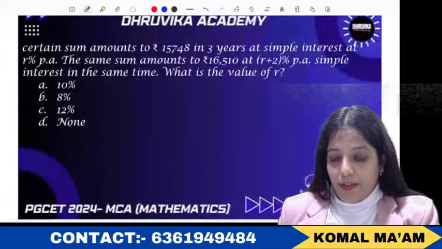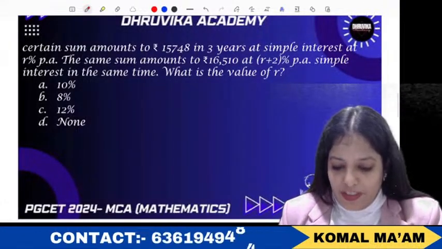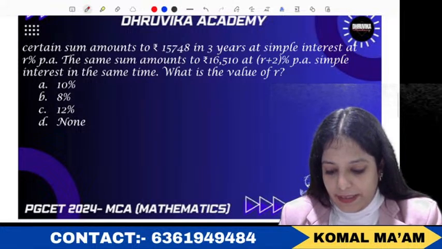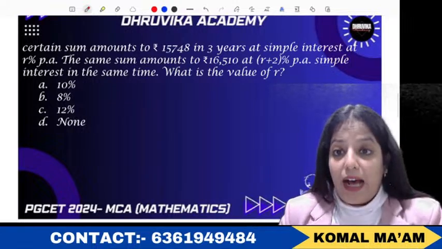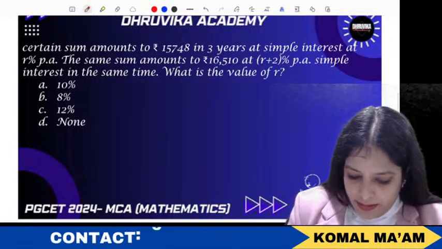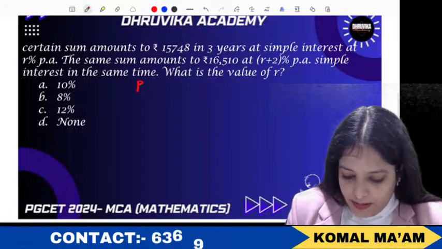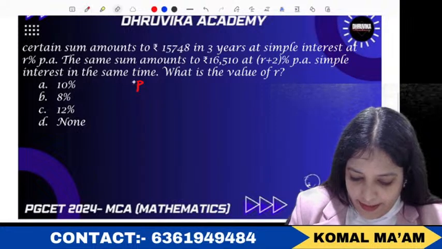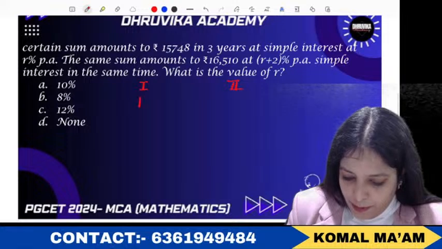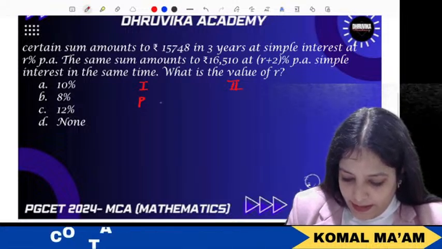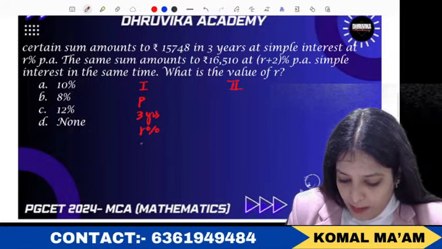This is again a very important question, guys. A certain sum amounts to rupees 15,748 in 3 years at simple interest at R% per annum. Okay, we do not know the principal. Principal is something we can write like this, the scenario. Principal we don't know, then time is 3 years, rate also we don't know, but we know the amount.